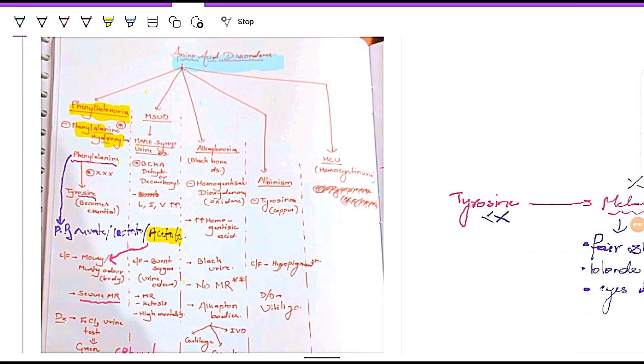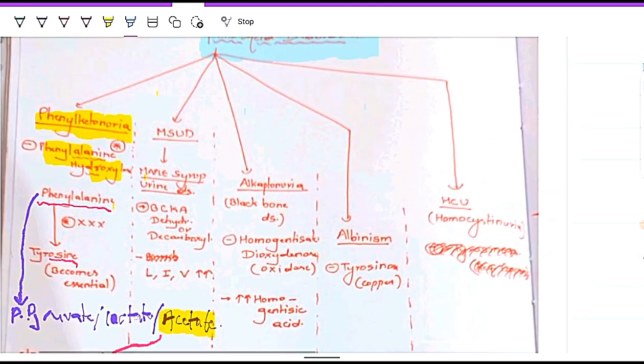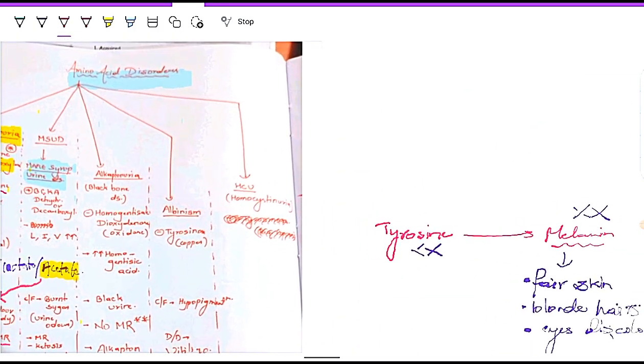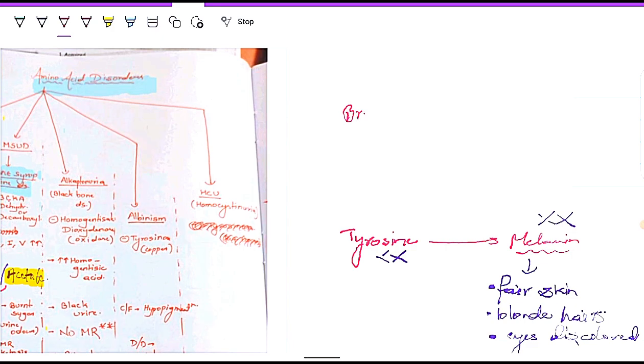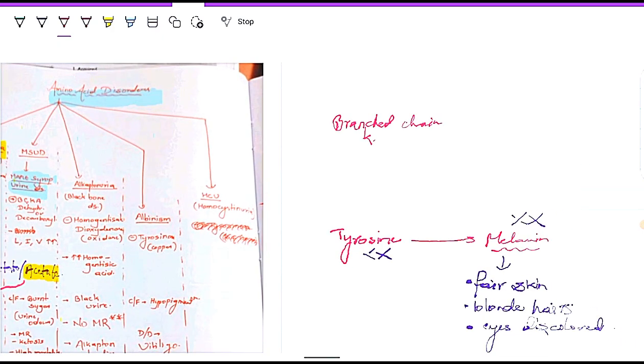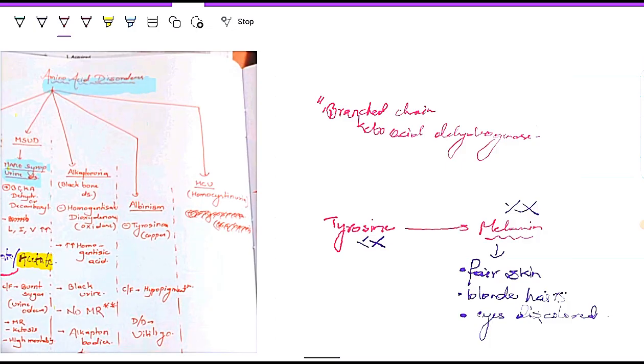Now the second disease we are going to talk about is maple syrup urine disease. Maple syrup urine disease occurs because of deficiency of an enzyme called branched chain keto acid dehydrogenase, also called decarboxylase. This is the enzyme deficient.